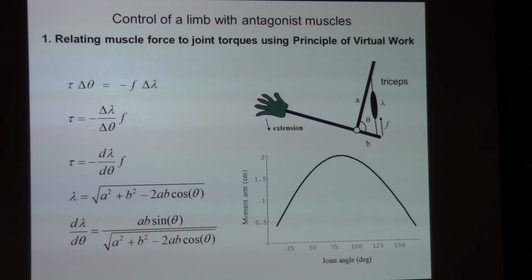Yes, sir? Where's the 2? Shouldn't there be a 2 in the numerator there? Yeah, because there's a 2 here, it's going to get canceled. Oh, right. Good question.